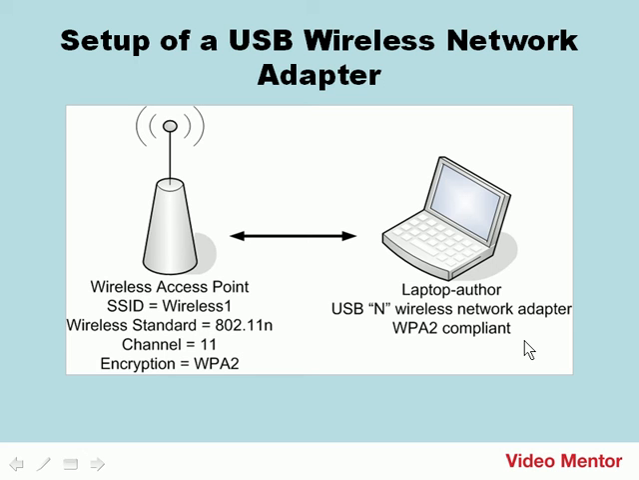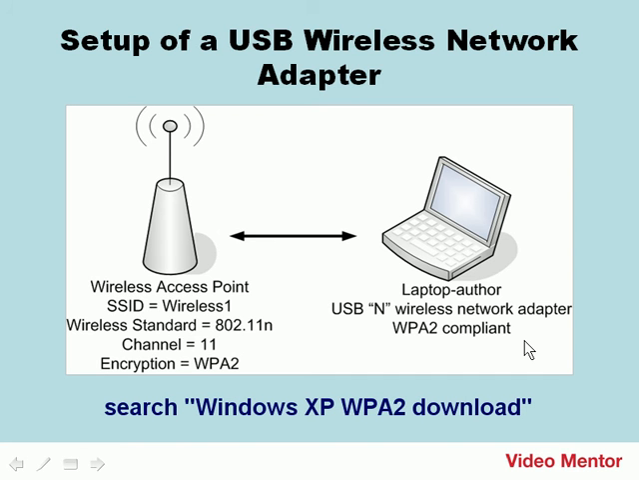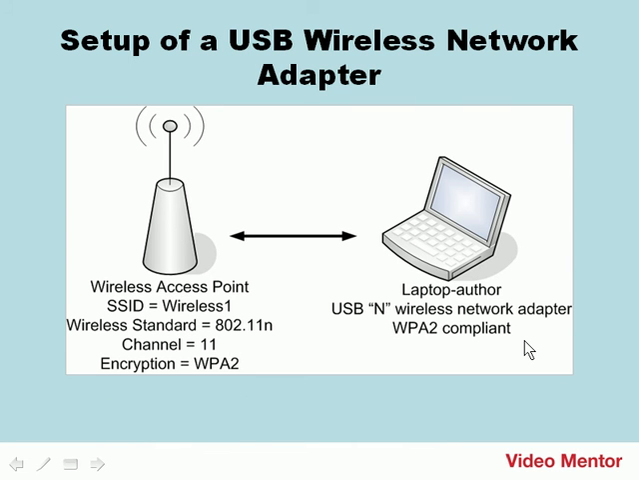So, for example, if you needed to download this, you could go to Google and do a search for Windows XP WPA2 download. That'll bring you right to the Microsoft page and the link you need to download that software. That'll require an install and a restart of the computer. So if you want to connect to this type of network, make sure that your OS is WPA2 compliant.